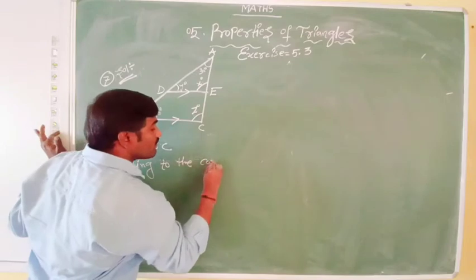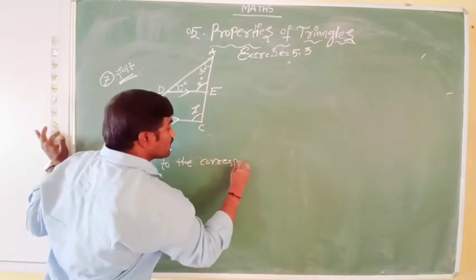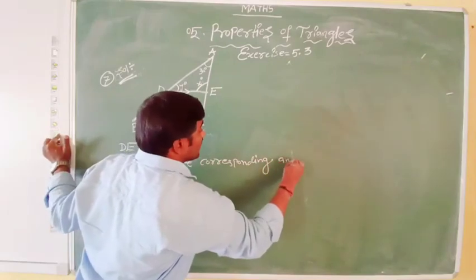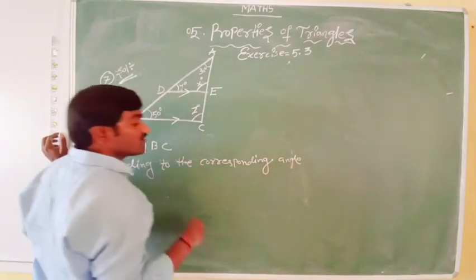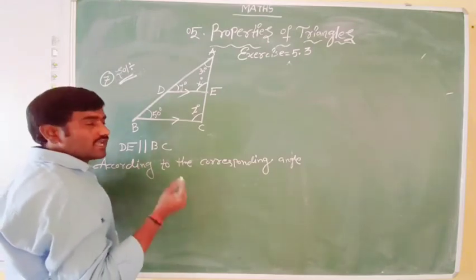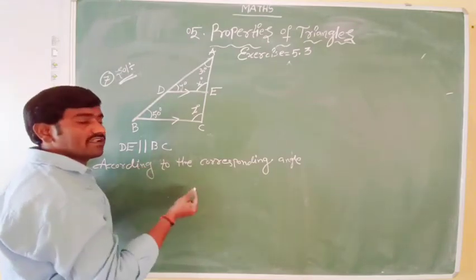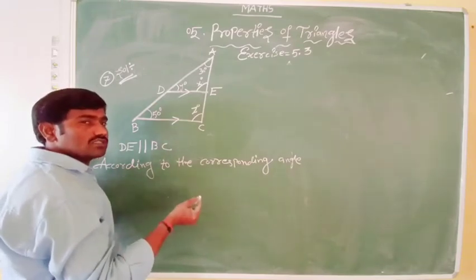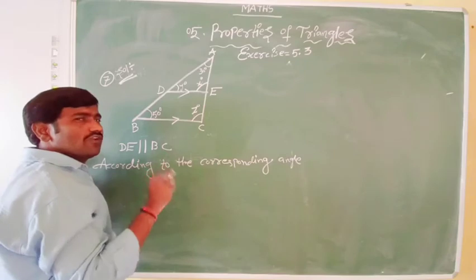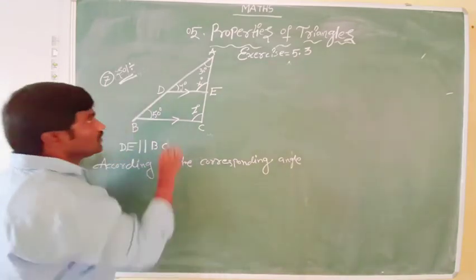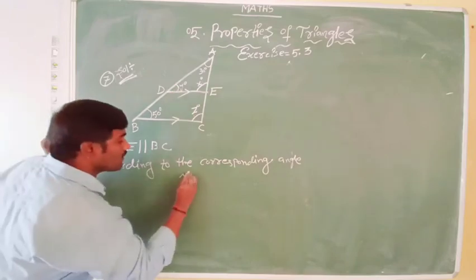we already know the meaning of corresponding angles. In the lines and angles chapter, we already discussed corresponding angles. If not, go to the video on lines and angles. There you can understand the meaning of corresponding angles, alternate interior angles, alternate exterior angles, and vertically opposite angles. So here we go.